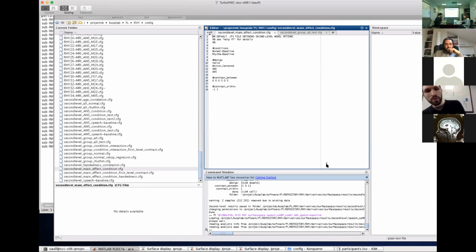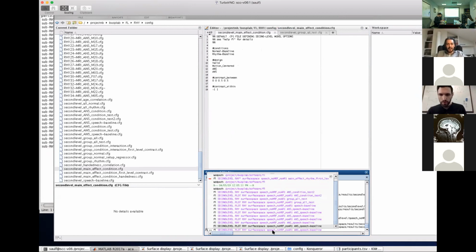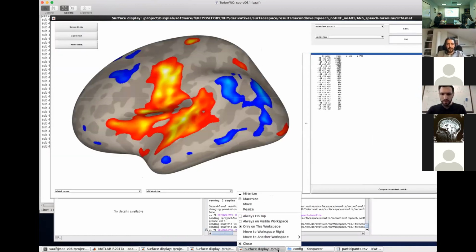And so I wanted to do some, so I'll take you through what my thought process was. Okay, yeah, go ahead. We'll address these as we go. So this was looking at the main effect of condition. This is the rhythm minus baseline minus normal minus baseline, supposed to be at least for both AWS and ANS.